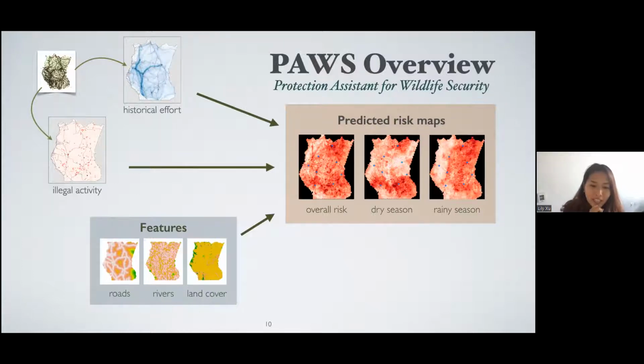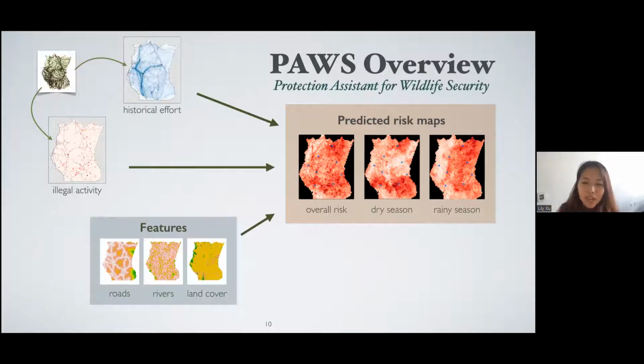And one more thing that I'll highlight is that you'll see that these predictions are very dark red in various parts of the northeast corner, which is interesting because that contrasts with the historical patrol effort, where they've really not patrolled in that northeast region at all. So that's something I'll come back to later in this talk.